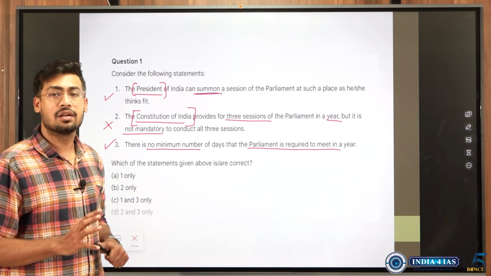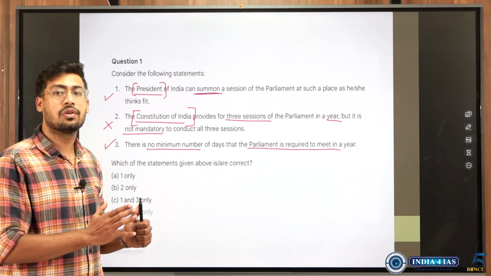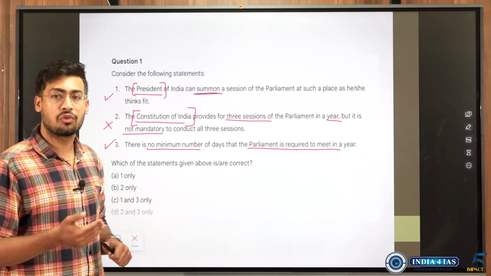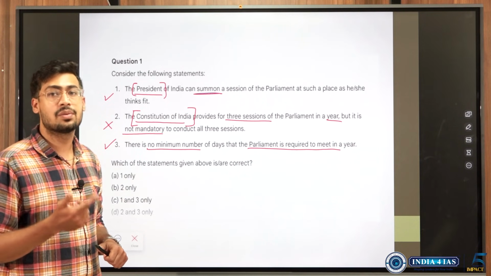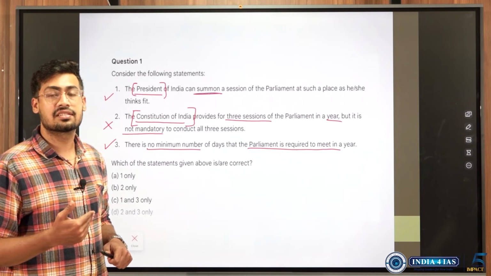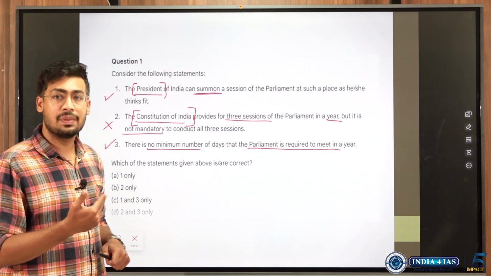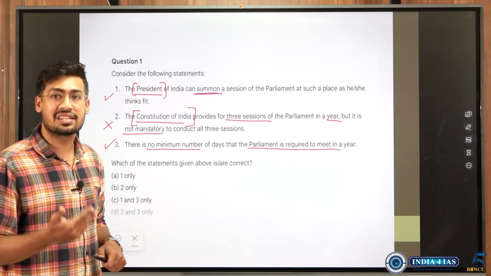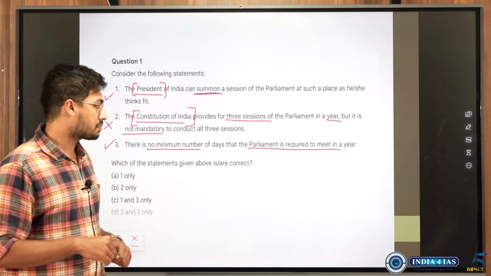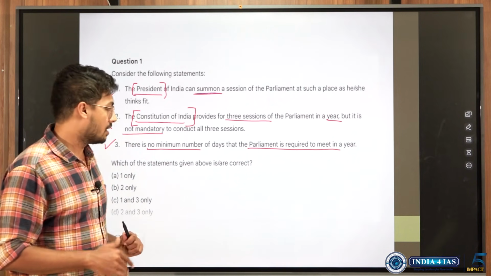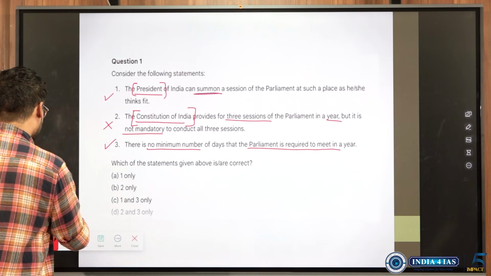So what used to happen earlier: in the year 1951, when the first Lok Sabha and first government were formed, every year they used to meet over a large number of days. But in recent years, the average number of days that the Parliament sits has itself reduced. It has come very close to 50 and 60 days in a particular year. So this is one of the drawbacks. So what are the static things which we can learn?